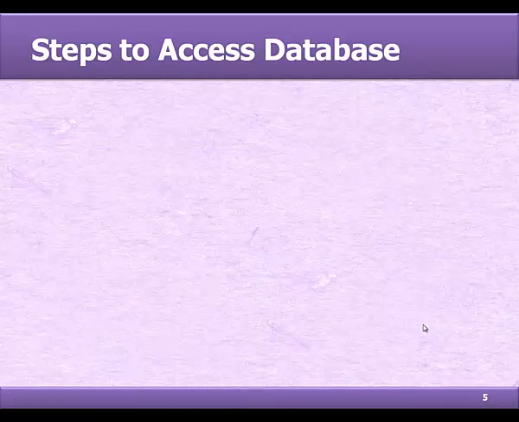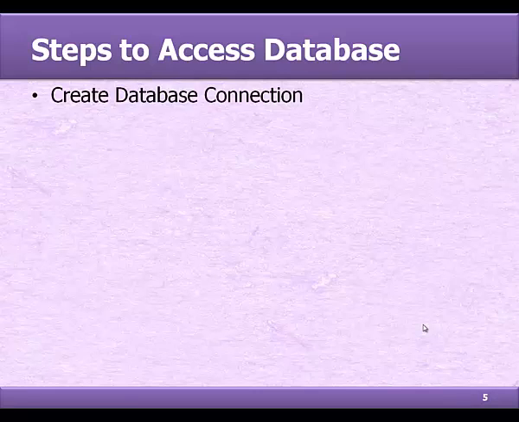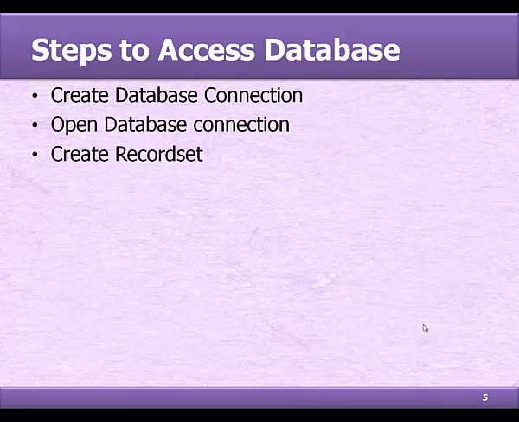Now, how do we access the database using ADO.NET? There are a few steps that we follow. First you need to create a database connection. You need to know what database you are using and how to create a connection between the database and the front end. Then you open the database connection. Then we create something called a record set. If you are fetching records from the database, you need to create a record set. The record set is capable of holding records in it. It is an object basically.